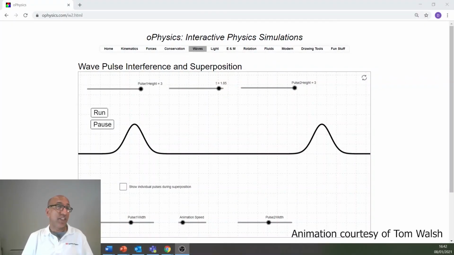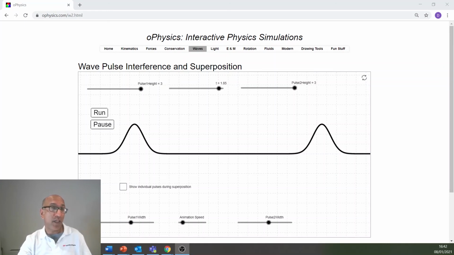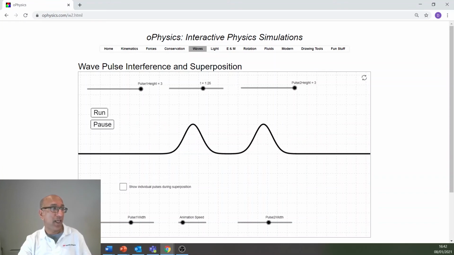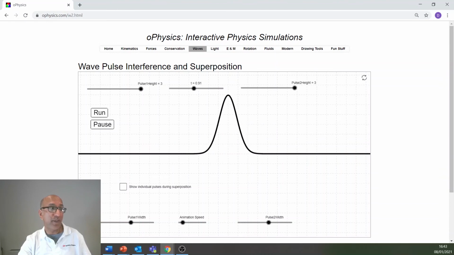So the following simulation is perfect for describing superposition to your students. As you can see on the screen, I've got two peaks. They've both got the same amplitude, and I'm just going to get them to move towards each other. They're going to overlap. So it's just running now. And watch what happens when they overlap. In fact, I'll pause it at the point where they overlap. And you can see the waves have added up. We've ended up with a wave that's got a much bigger amplitude. In fact, it's got twice the amplitude of the individual waves. This is an example of what we call constructive interference.